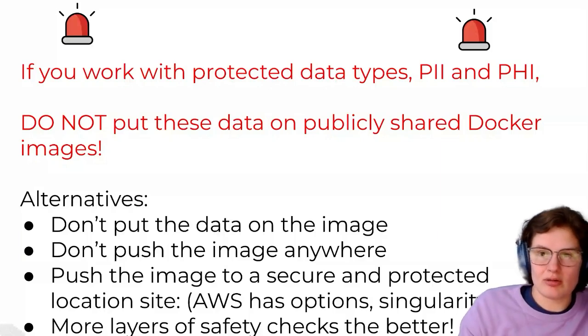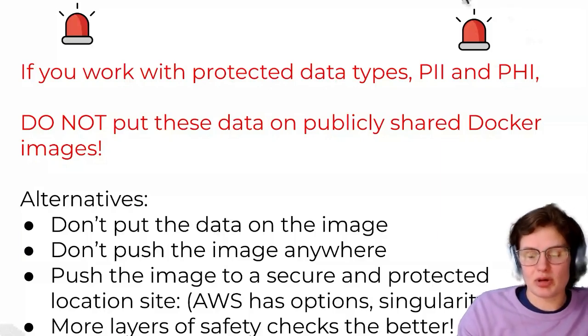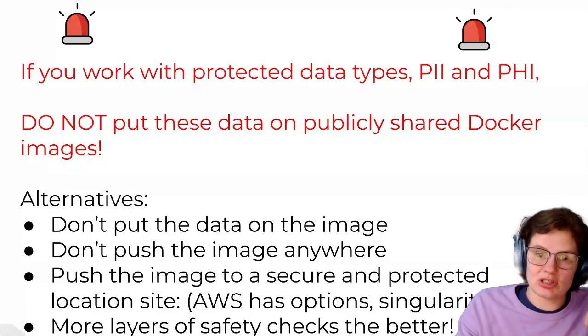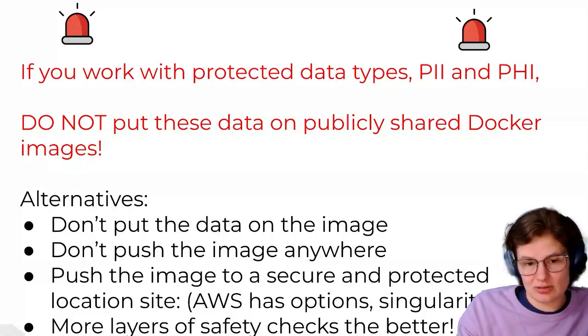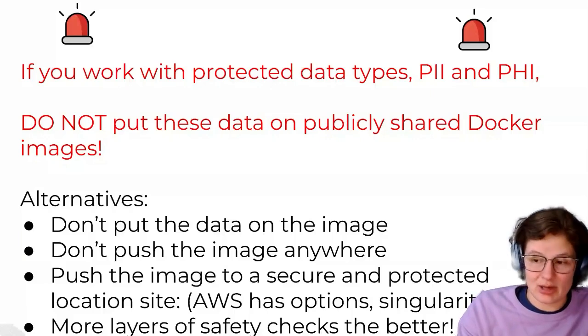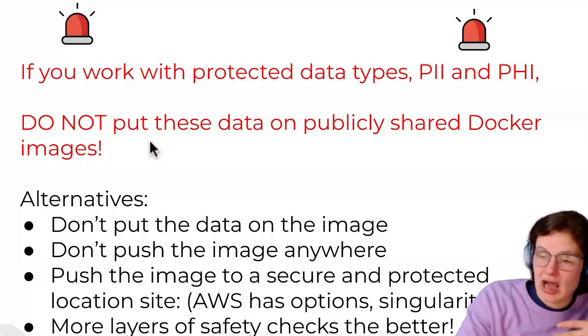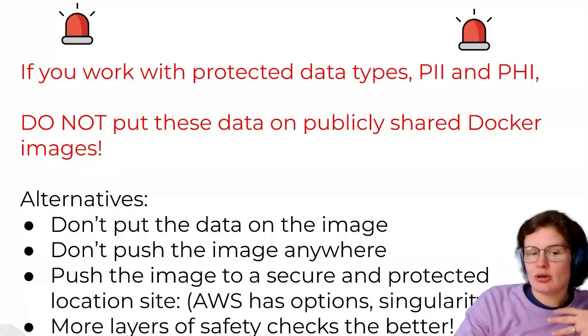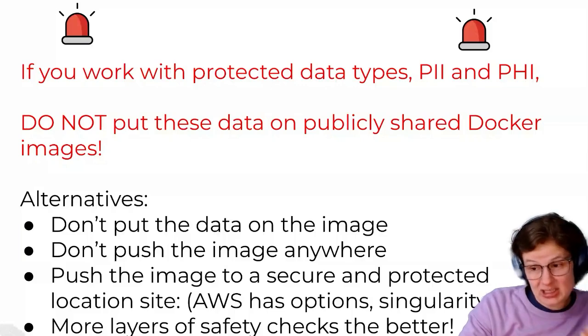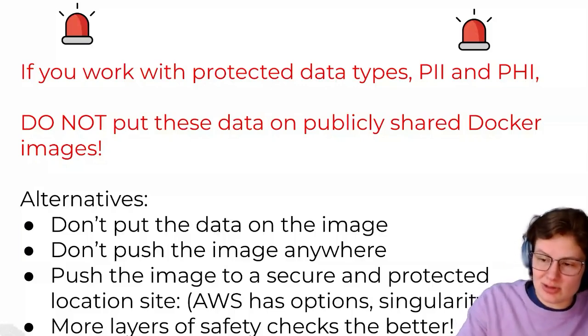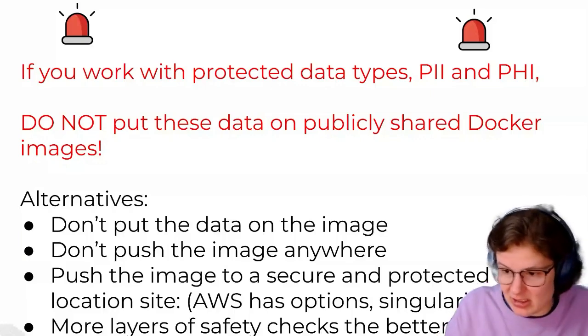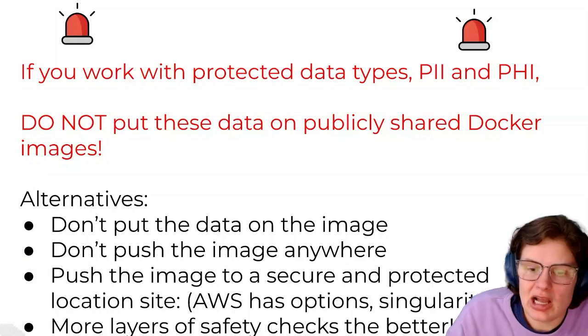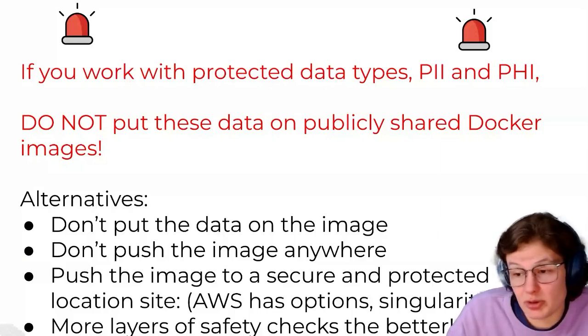Okay, so here are some alternatives. Instead of putting it on your publicly shared Docker image, you could put the data on your image, but just not share it anywhere. I don't like that as much because then it could be very easy for you to just push it. So first of all, I think option number 1 is, just don't put the data on the image at all. Option 2, if you really for some reason have to put it on there, but again, we've showed you about volumes, so you could just use a volume and then that doesn't involve the data being on the image. But don't push it anywhere, right?